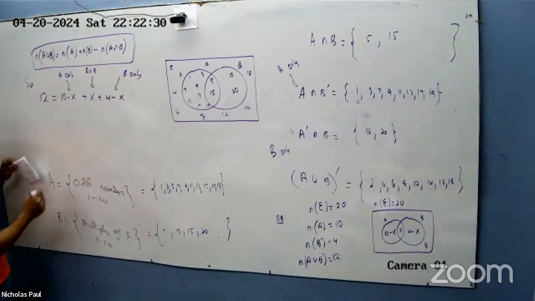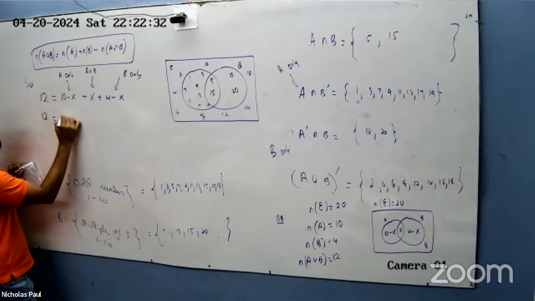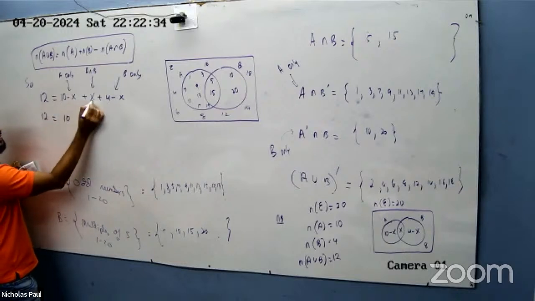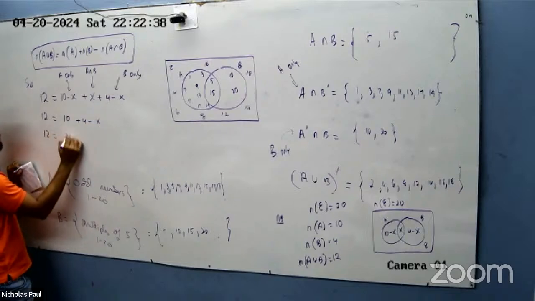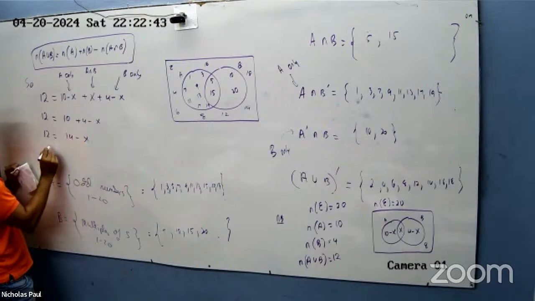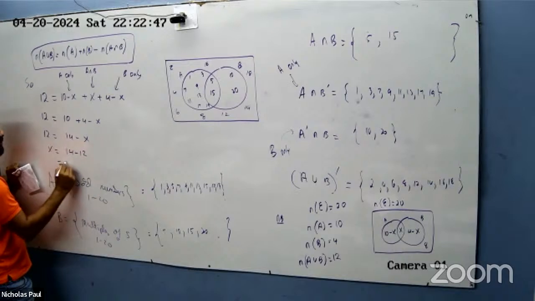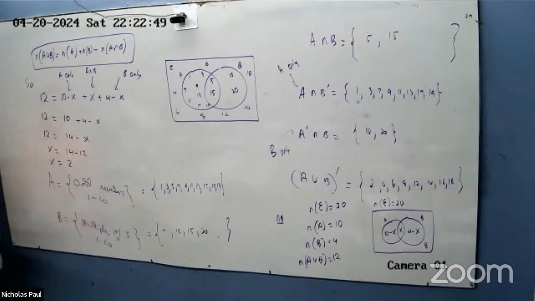All right? So we'll end up with 12 is equal to 10 minus x, and the plus x will cancel off, plus 4 minus x. So 12 is 14 minus x. Trying to solve for x, I'll bring x to this side, and I carry across 12. So I get 2. x is 2.